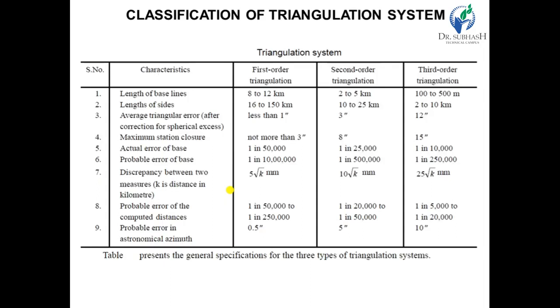Now those are some of the classifications when we are adopting first order, second order and third order. So from the length of baseline, length of side, the maximum station closure, actual error of base, probable error of base, discrepancy between two measures, probable error of the computed distances, and probable error in astronomical azimuth, those are the different parameters. Based on that, we classify the triangulation system as first, second or third order.